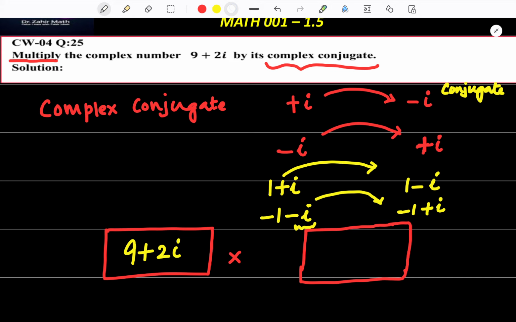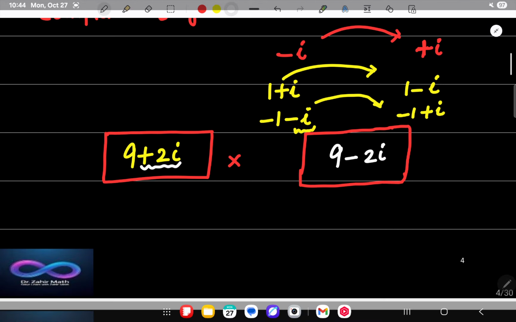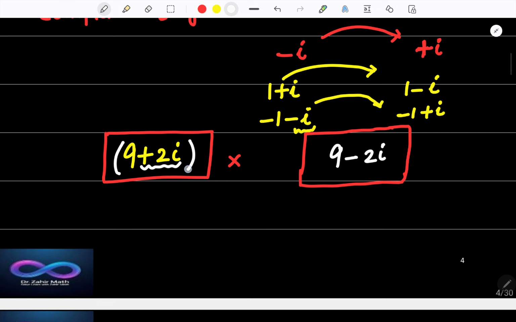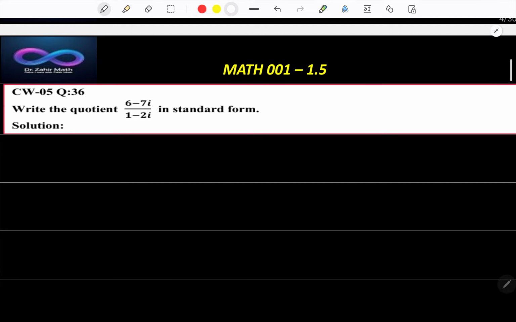So what is the complex conjugate? It is 9 plus 2i. You are going to change it as what? Minus 2i. So use brackets. Take your calculator. Bracket open, 9 plus 2i, bracket close, multiply, bracket open, 9 minus 2i. And then press equal, you will get the answer 85. Clear all of you. So simple? Right. Let's go to the next question.